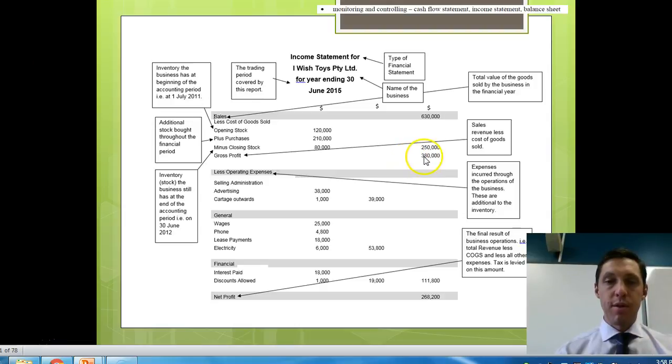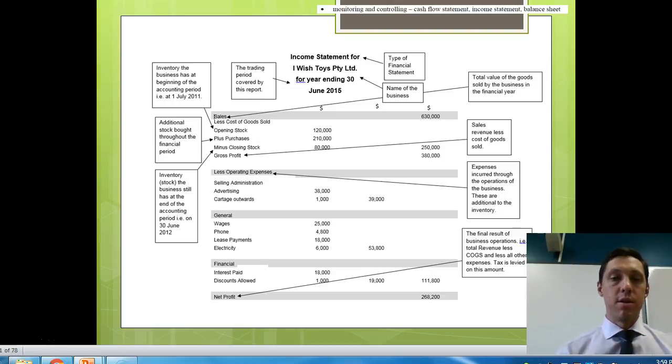So effectively the business sold $630,000 worth in terms of sales, but it cost the business $250,000 to buy the stock that allowed it to sell $630,000 worth of sales. Okay, and what's the difference between the sales and your cost of goods sold? Well, sales minus cost of goods sold gives your gross profit. So for the 12 months ending 30 June 2015, this business made a gross profit of $380,000.